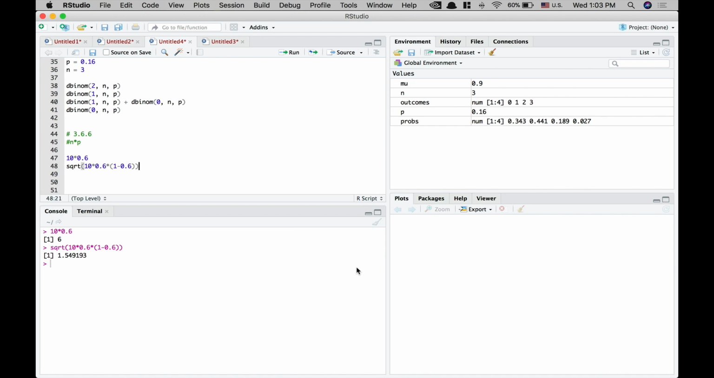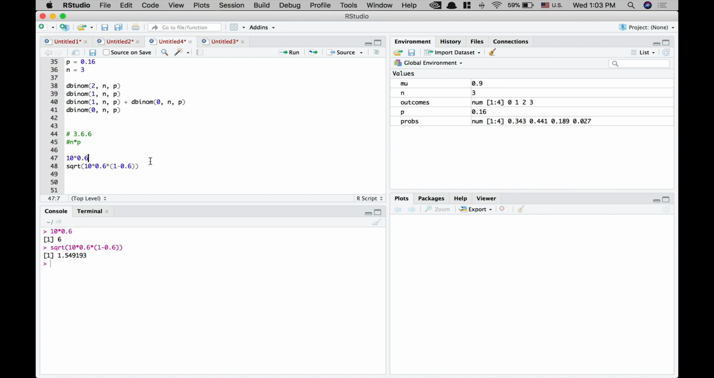3.6.6 is as straightforward as it can be because there are formulas that we can plug in to get the mean and standard deviation of a binomial distribution. The mean is np and the standard deviation is the square root of np(1 minus p). So we can just plug in the mean as a no-brainer.